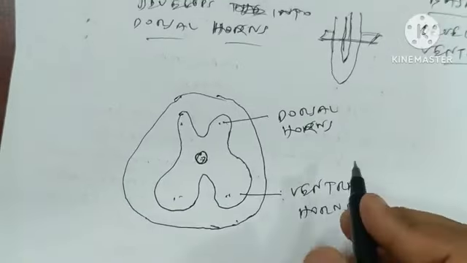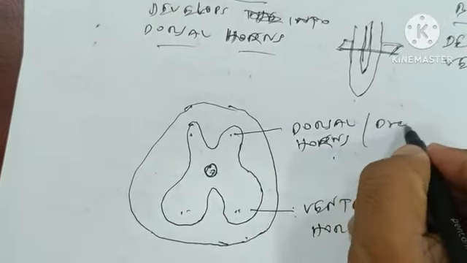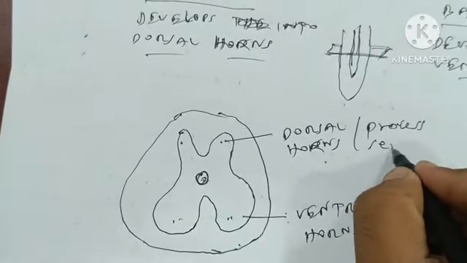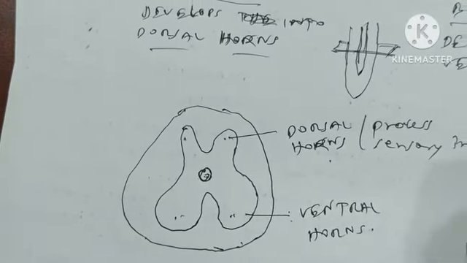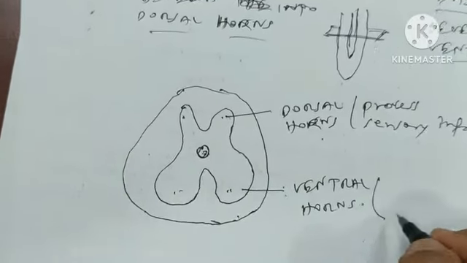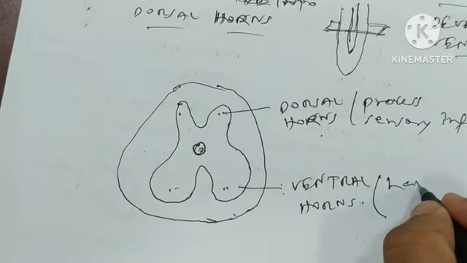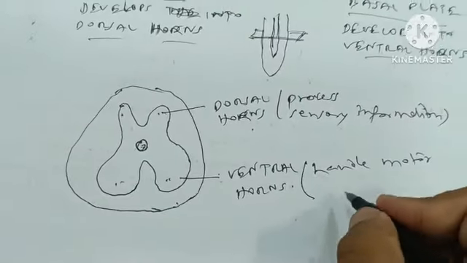Now dorsal horns process sensory information, whereas the ventral horns handle motor output.